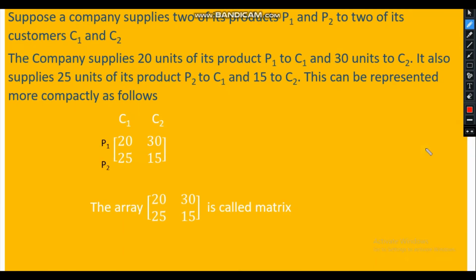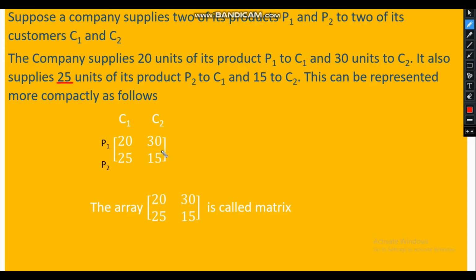Now suppose a company supplies two products, P1 and P2, to two of its customers, C1 and C2. The company supplies 20 units of its product P1 to C1 and 30 units to C2. It also supplies 25 units of product P2 to C1 and 15 to C2. This can be represented more compactly as follows.